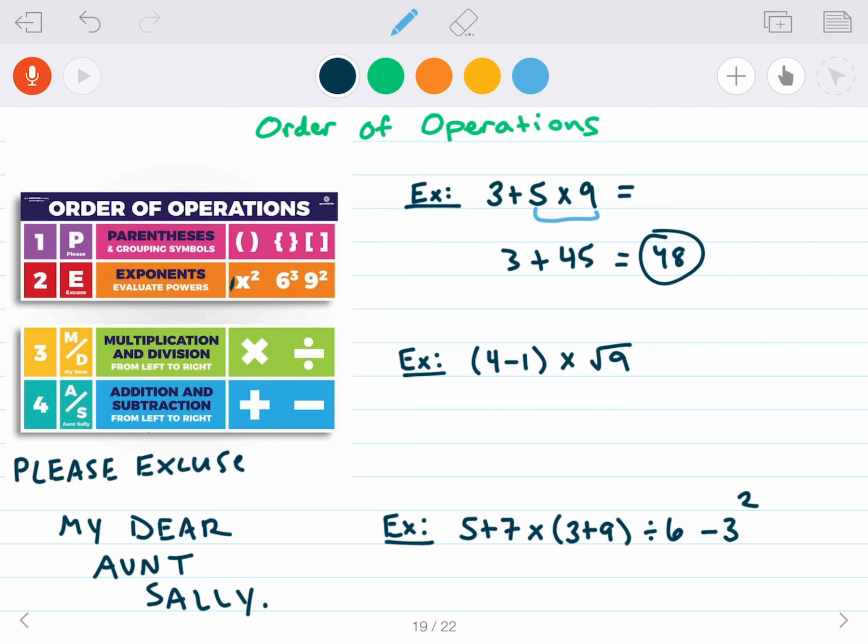All right, let's look at this next example. So what should we do first? We should do what is in the parentheses first, because parentheses comes first in our please excuse my dear Aunt Sally. So 4 minus 1 is going to give us 3, and we can carry everything else down. And then exponents and square roots go hand in hand. So we can do the square root of 9. If you put this in your calculator, or if you know it, the square root of 9 is just 3. So this just becomes 3 times 3. And finally, 3 times 3. Nothing left to do but multiply. That's going to give us 9. Okay, so that was that.